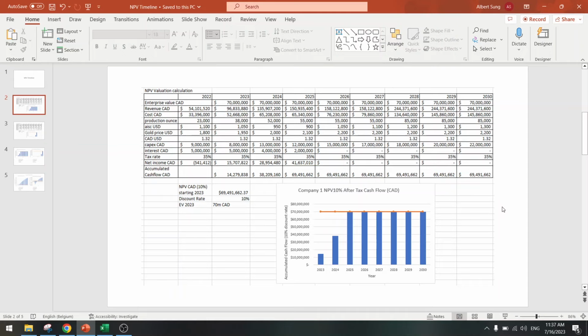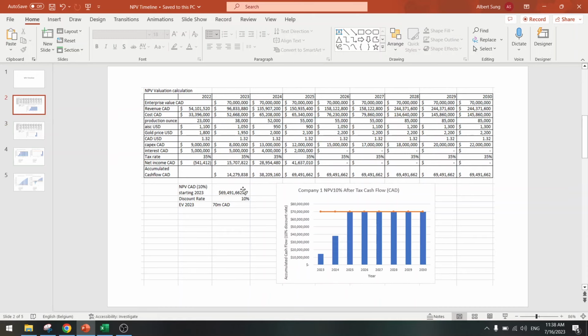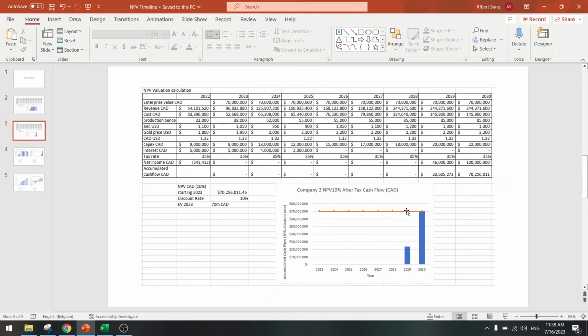Now you have company two, and it looks different. But it has the same enterprise value and also the same net present value. Net present value is 70 million. Here as well, 70 million. So everything is the same. Enterprise value is 70 million and NPV is 70 million. But the timeline is different.